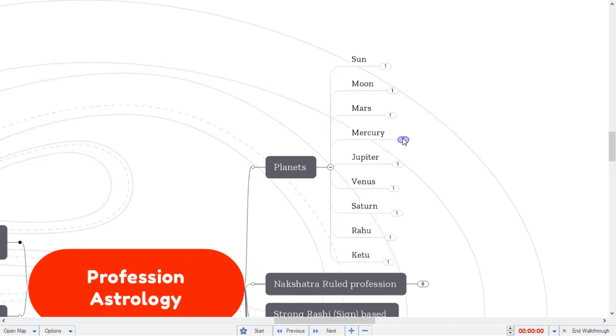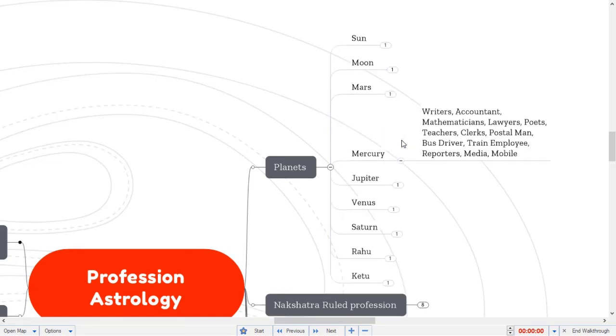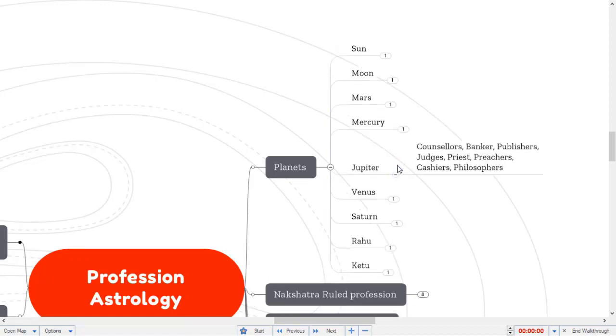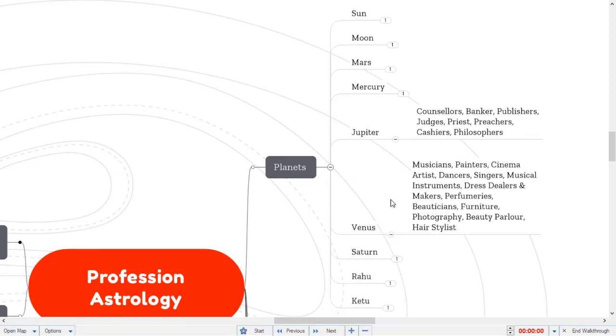Let's see what Mercury represents. Mercury: writers, accountants, mathematicians, lawyers, poets, teachers, clerks, postal workers, bus service, train employees, reporters, media, mobile. Jupiter: counselors, philosophers, bankers, publishers, cashiers, priests. What about Venus? Musicians, painters, cinema, artists, dancers, singers, musical instruments, dress dealers, perfumeries, beauticians, furniture, photography, beauty parlors, hairstylists.